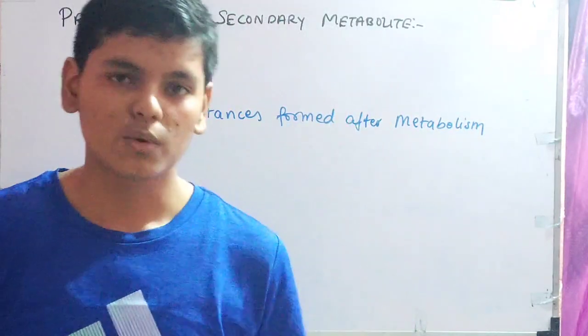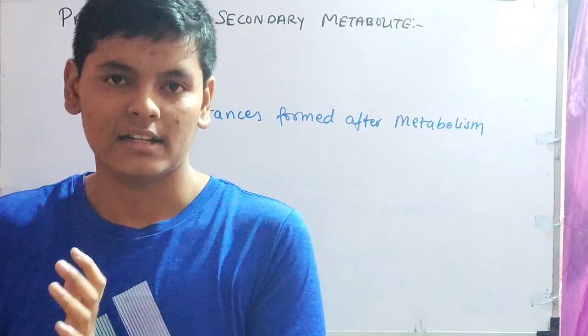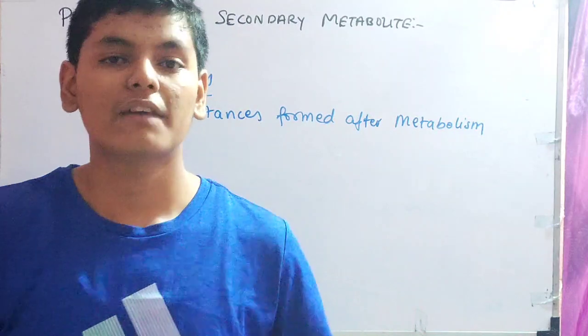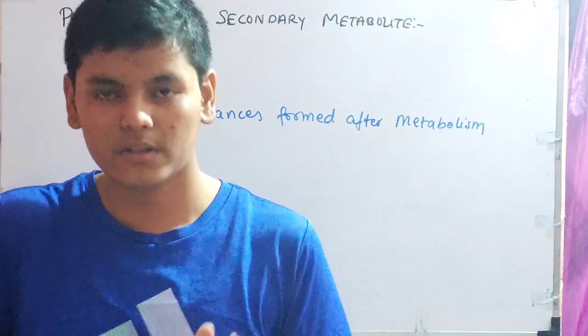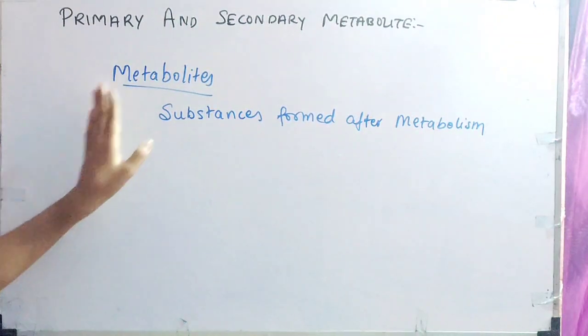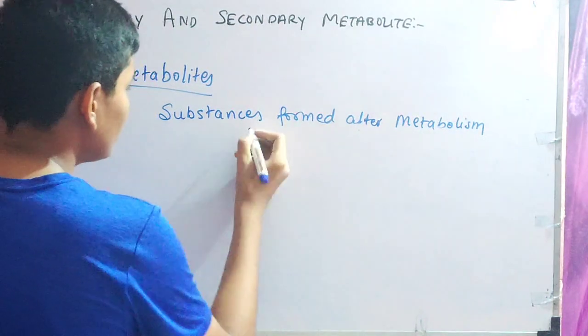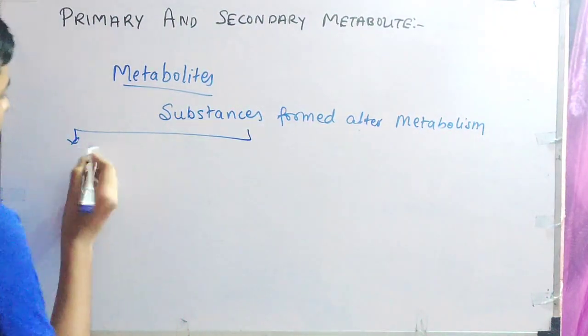Suppose we have glucose. We are combining a large amount of glucose to form a polysaccharide. That is known as anabolism. We are taking a polysaccharide and breaking it down into simple glucose. That is known as catabolism. And metabolites are the substances which are formed after metabolism. Now, what is the meaning of primary metabolites?